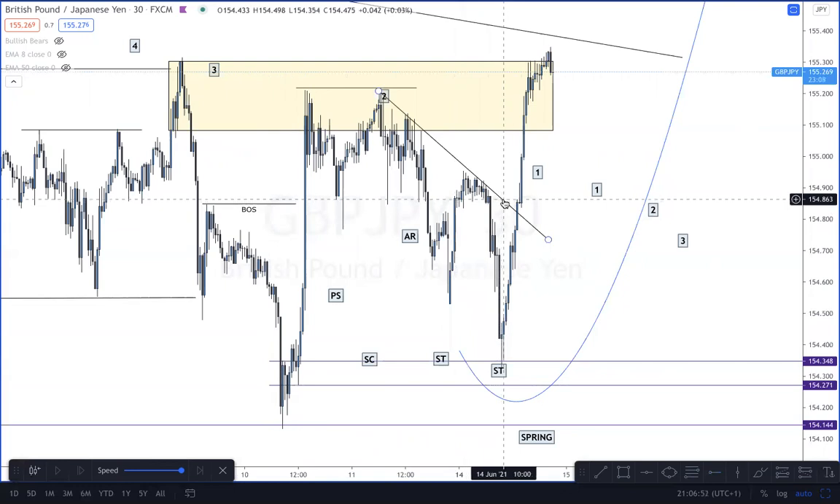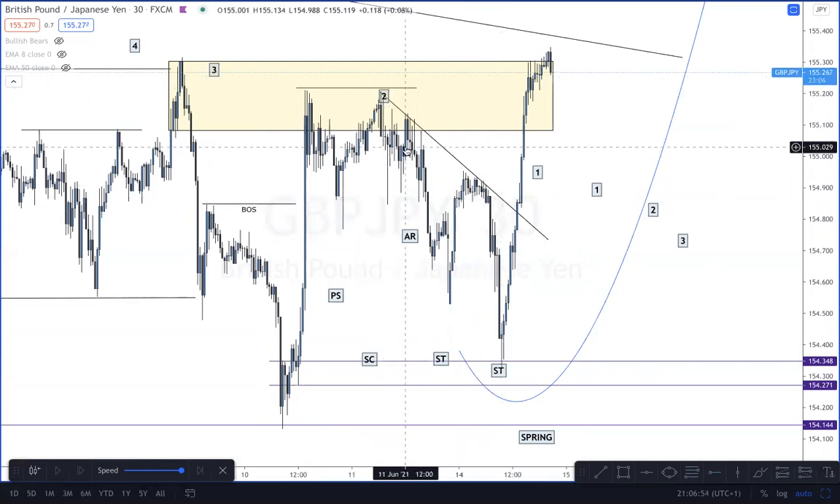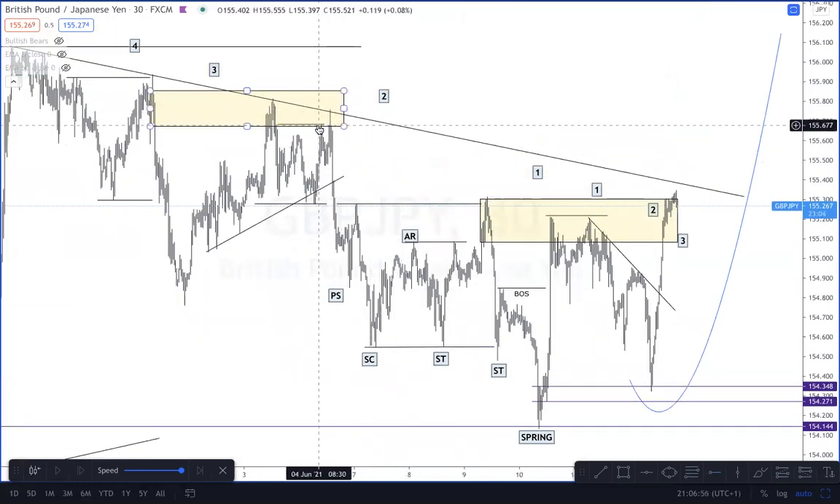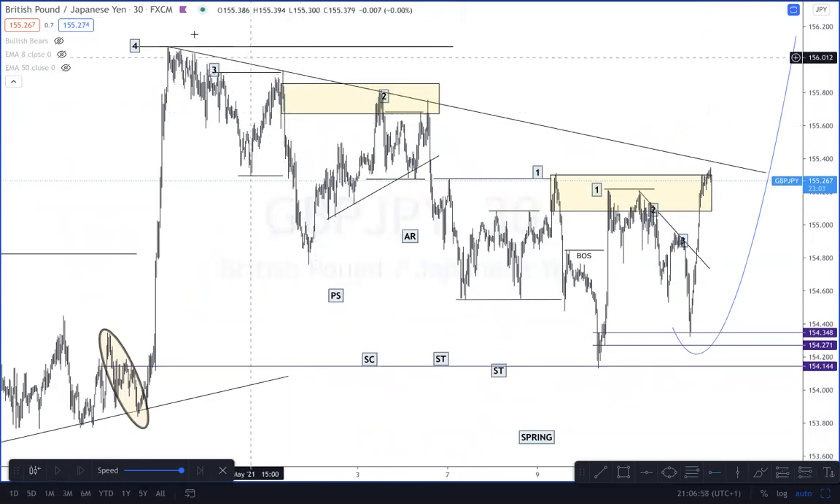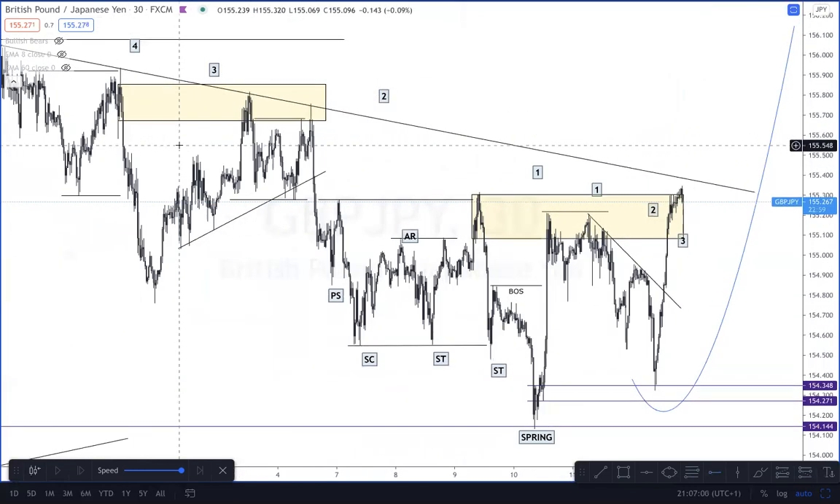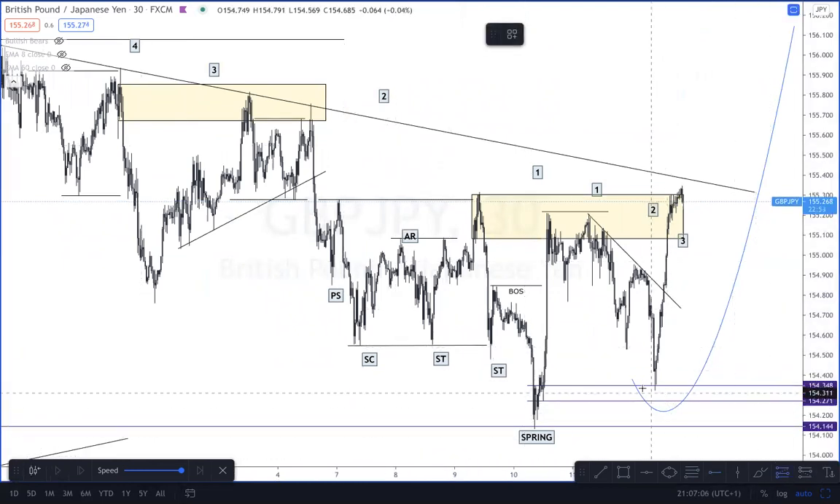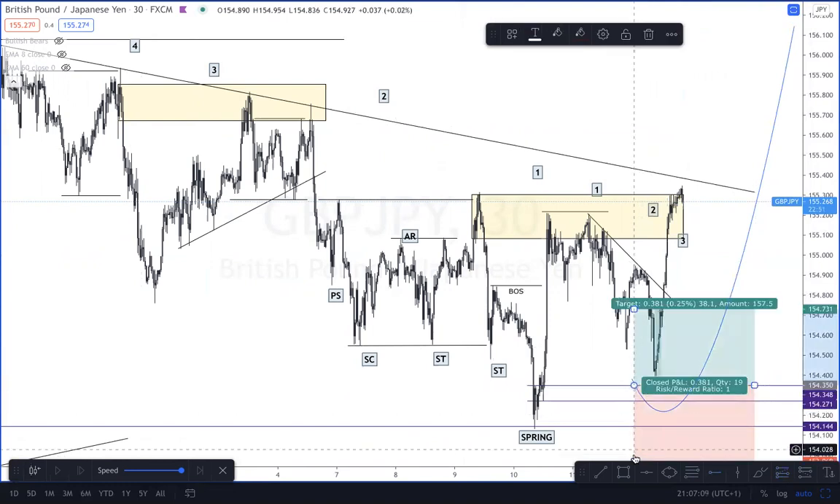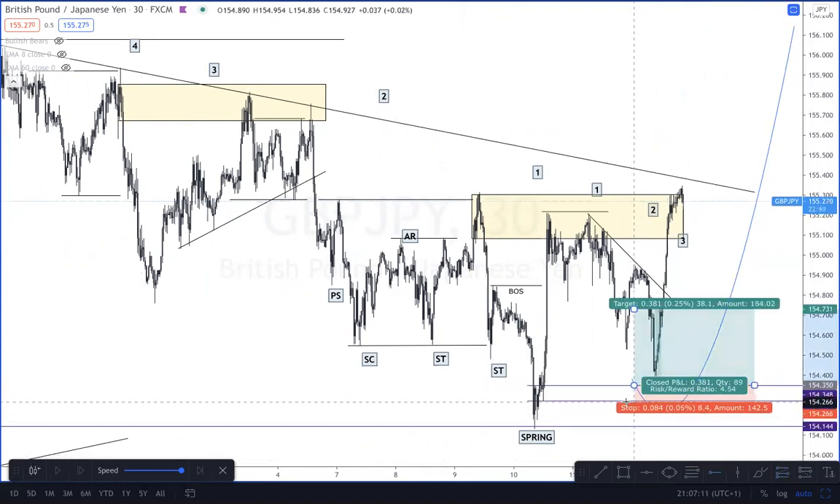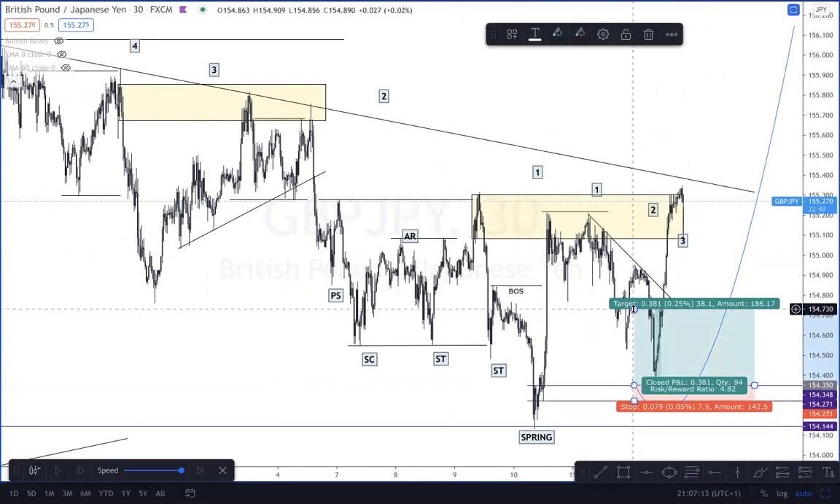And then our first target will be here. Our second target will be here. Third target will be there, and our fourth target will be there. So you can clearly see the intention of the market as to why they were looking to move price higher. This is how our two GBP JPY trade today.